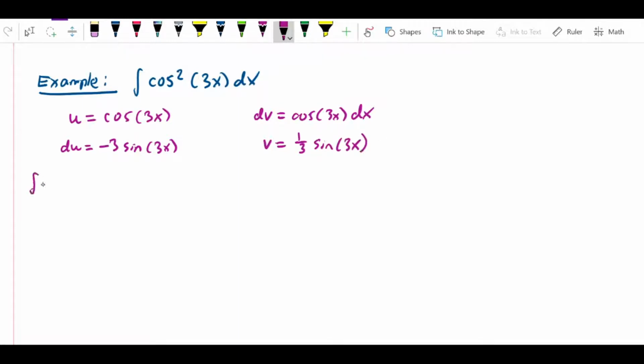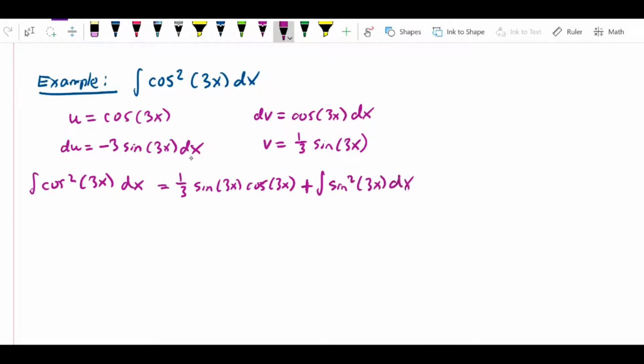So now I can write the integral of cosine squared 3x dx equals uv, so this gives us 1/3 sine 3x cosine 3x. And then v du is going to be a negative, so when I subtract that, that's just going to be like adding. 1/3 times 3 is 1. Sine 3x times sine 3x is sine squared, so that's going to be sine squared 3x dx. I just forgot to put in the dx there, so I just added that.